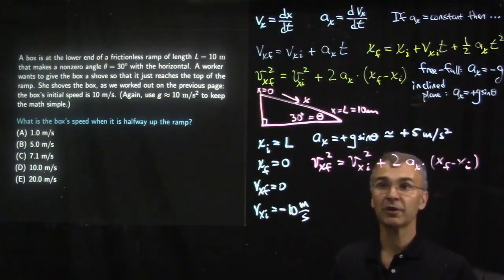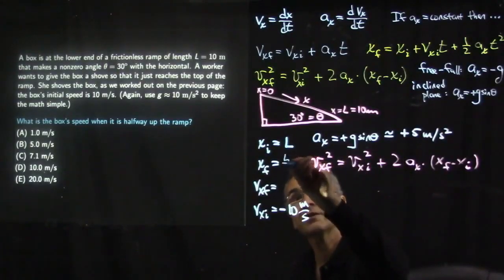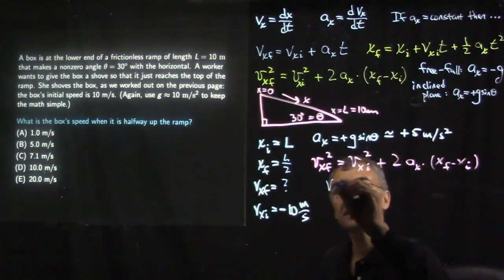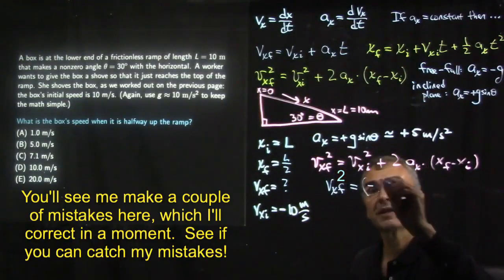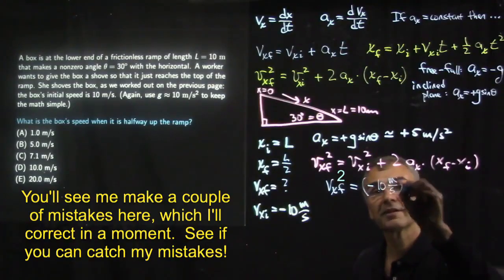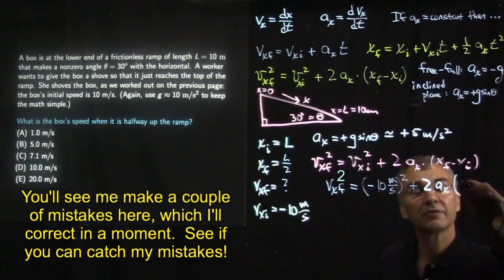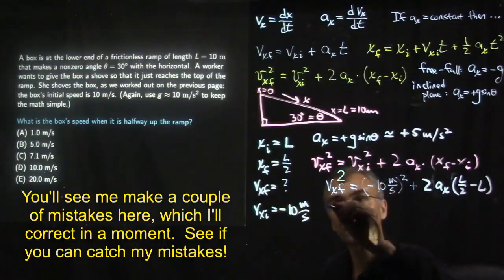So let's use the same equation, but now we want to go halfway up the ramp. Now x final is L over 2, and Vx final is unknown. So we're going to say Vx final squared is Vx initial squared, so that's minus 10 meters per second, the quantity squared, plus 2 times a sub x times, and then x final was L over 2, and x initial is L. And this is squared.